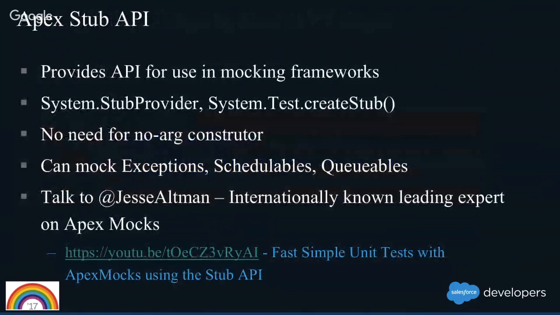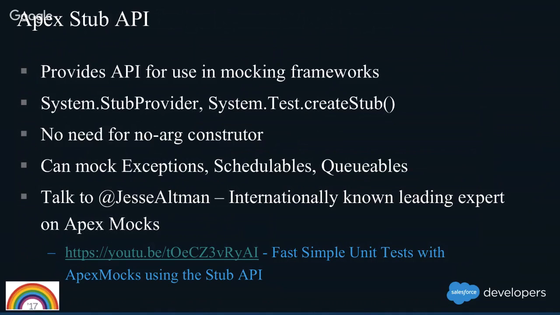So then there's this other cool thing that is available for you to use right now. It's called the Apex Stub API. We recently had a meetup here, and it's available on YouTube, where Jesse Altman presented on Apex mocks using the Stub API.